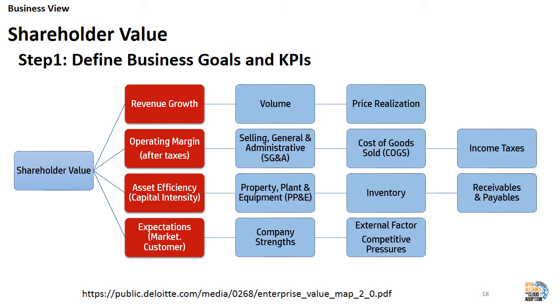Let's review each one. This is the shareholder value map. A shareholder is concerned with 4 things and measures a company's ability to deliver value based on these 4 areas. They are revenue growth, operating margin, asset efficiency, and market and customer expectations. A hybrid IT strategic plan must clearly support the business's ability to influence one or all of these 4 areas.